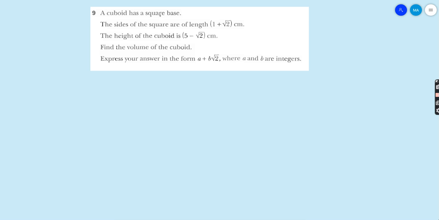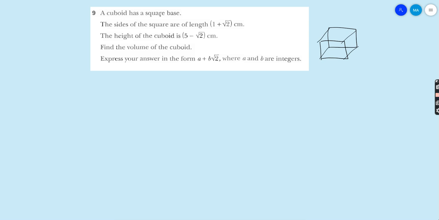This is question number 9. A cuboid has a square base. The side of the square has length 1 plus root 2. Cuboid, square base. I am drawing a rough cuboid over here. This is a cuboid.